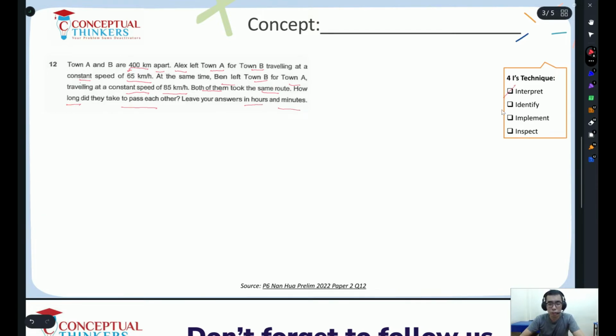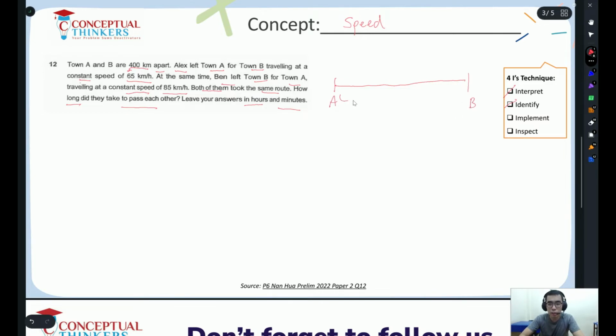So first we interpret the question. Now next, let's identify the concept. Now this question, by reading the question, we will know that this is trying to test us on speed topic. Now this particular question is talking about when two people are moving towards each other. Okay, so usually what I will do first is I will draw out the diagram so that it's easier for us to analyze. So we have Town A and Town B.